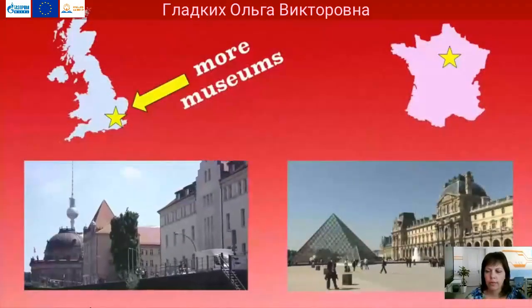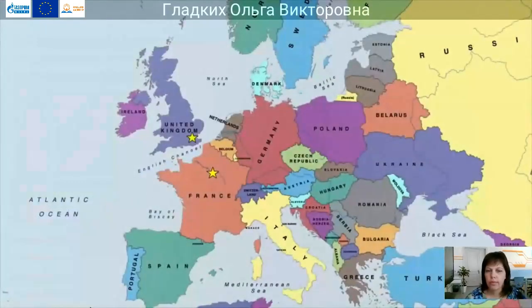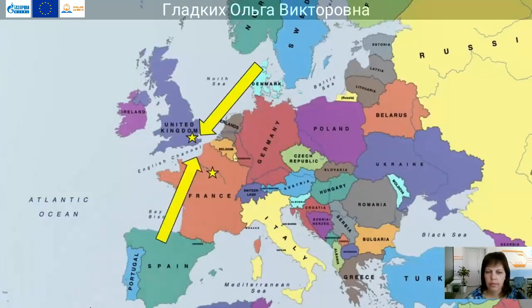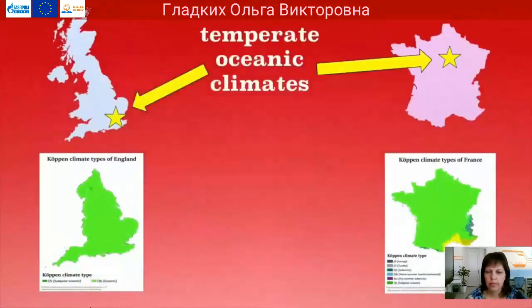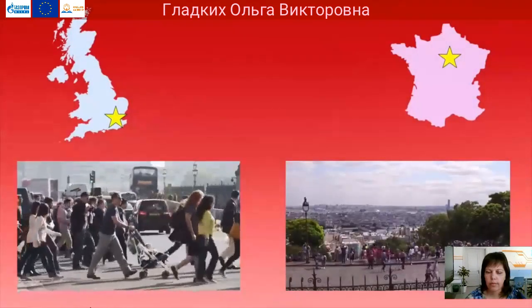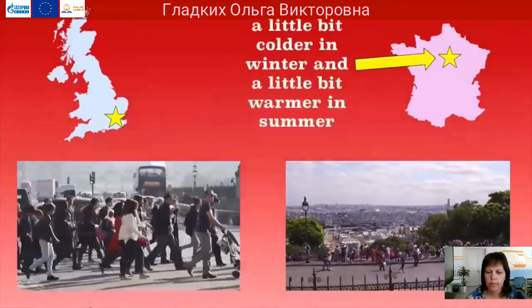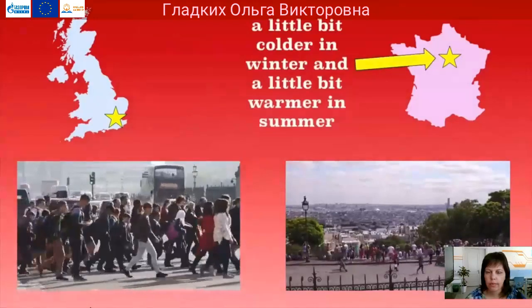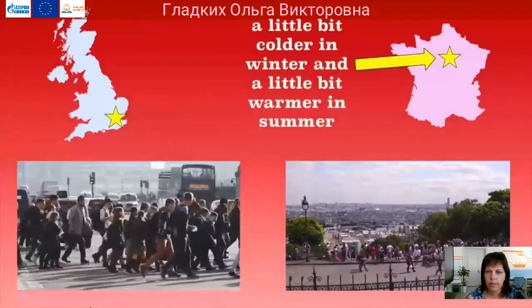London does have more museums than Paris. Both aren't that far from major bodies of water, although London is closer, right there near the North Sea. Paris is not too far from that English Channel I mentioned earlier. Related to this, both have temperate oceanic climates. While both have 4 seasons, the temperatures don't fluctuate too much. Paris gets a tad bit colder in the winter and a tad bit warmer in the summer.